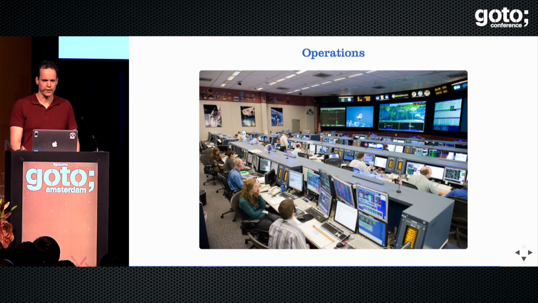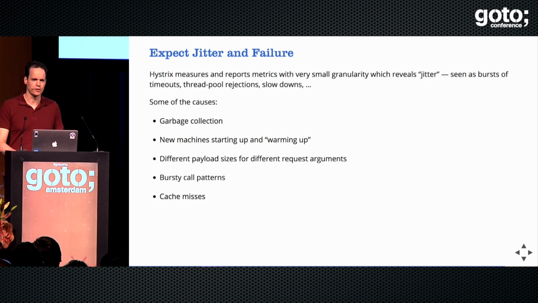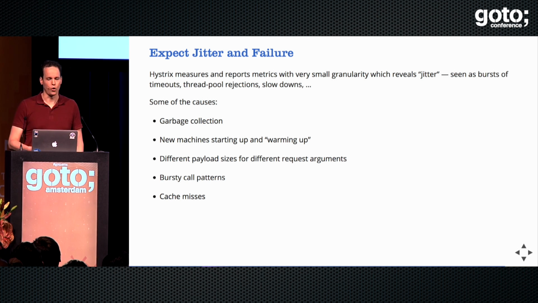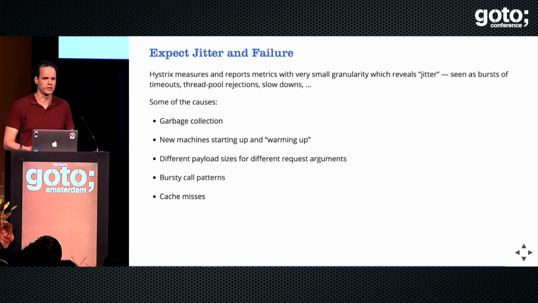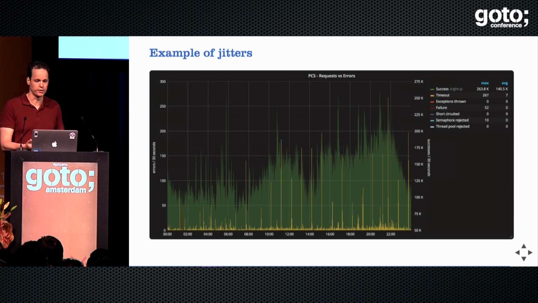So, small things about operations when you're running this in production. You will see jitter and failure. You already saw that in an example from the Bullet.com web shop. There will always be some timeouts. That can be because of garbage collection, or maybe a new machine is starting up and warming up. Or you can have different payload sizes, where sometimes the payload is simply too big and takes too long to handle. And many other reasons. So for example, this is the PCS service again. It handles about 200,000 requests in 30 seconds. But you see that it also has about 250 timeouts in that case.